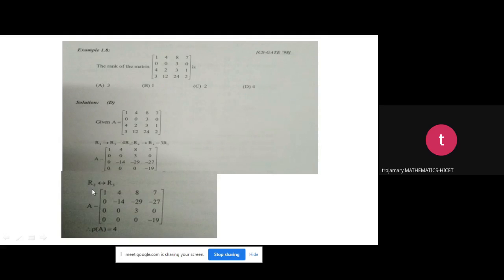Okay. So now apply the rule: just interchanging R2 and R3, because in R2 we have the second element as 0. Then we get our required echelon form. The last element is not equal to 0. Therefore, the rank of the given matrix is 4. If suppose the last element is 0, then the rank of the matrix is not equal to 4. It may be 3 or maybe 2, right? Then you have to take any submatrix of order 3 by 3 and find the determinant value. Based on that value, you decide the rank of the matrix.